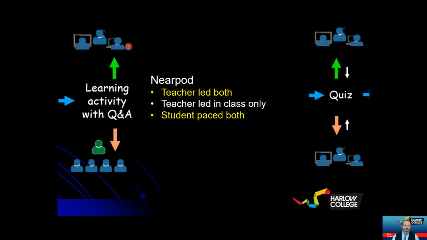You could choose to just lead the Nearpod for your in-class group and allow your online students to work their own way through the Nearpod. That will be an alternative. Or you could go student-paced for both. So once the Nearpod is set up, then both your in-class learners and your online learners would be working self-paced through the Nearpod. So several options there with Nearpod, if that's an app that you are confident with using.